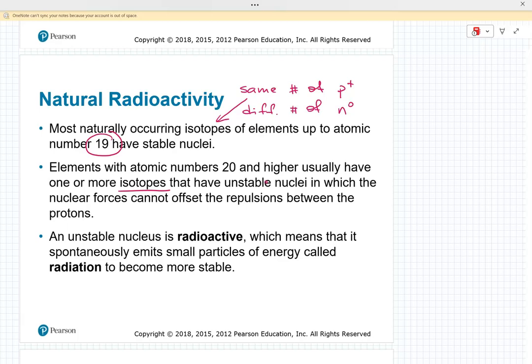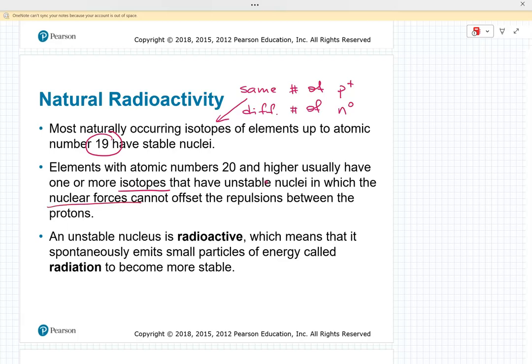Now, when the atomic numbers start to rise, some isotopes, the elements with atomic number 20 or more, can be radioactive. Sometimes all isotopes are radioactive, but it's rare. Okay? Why?